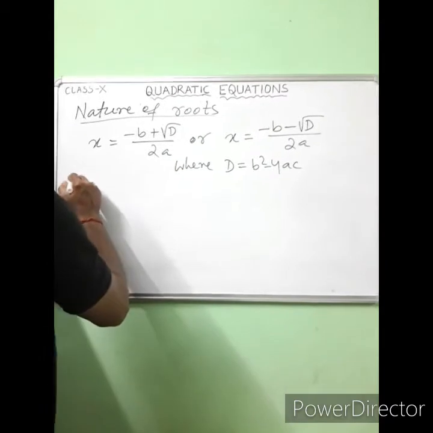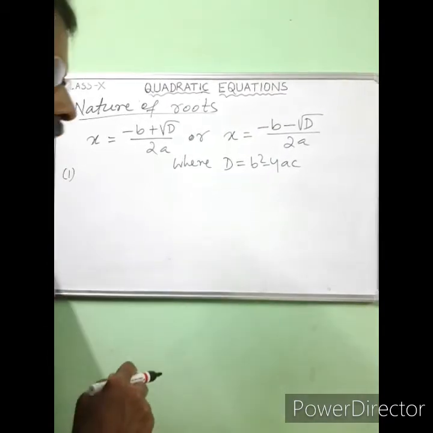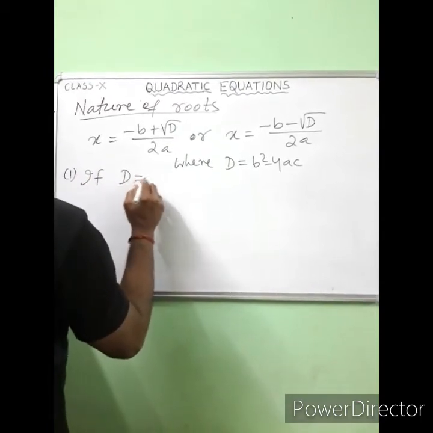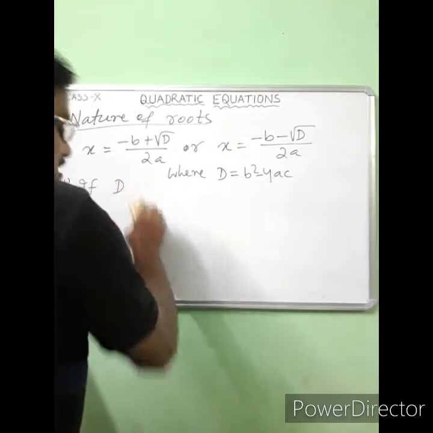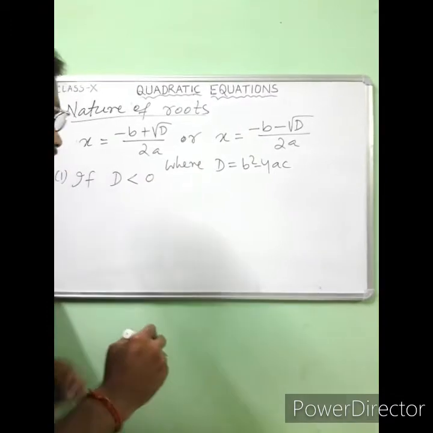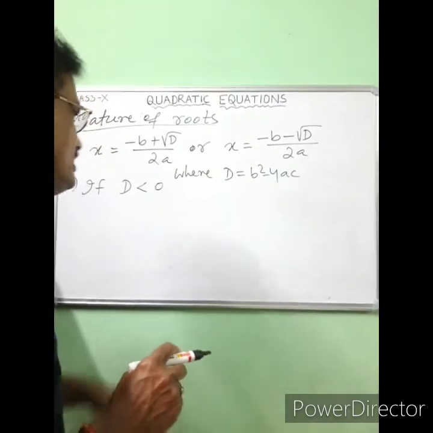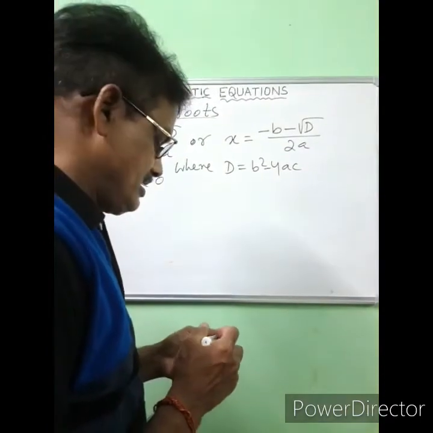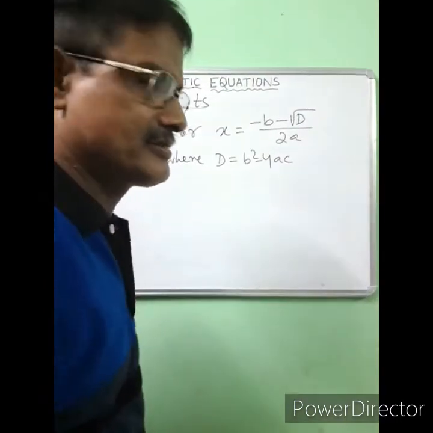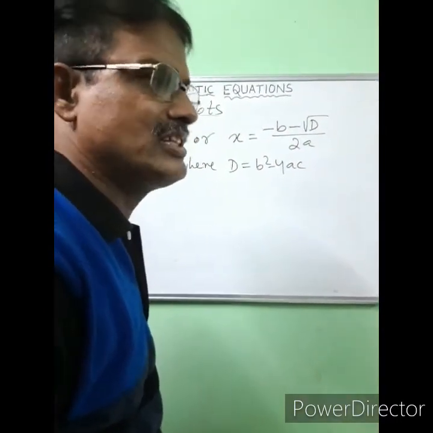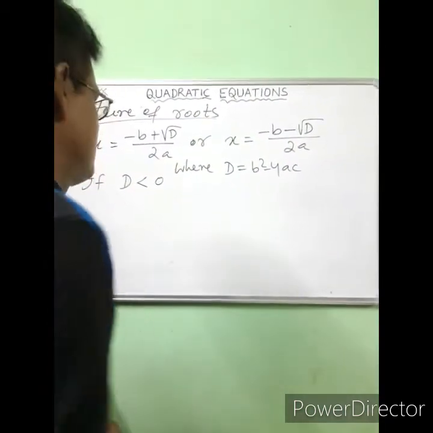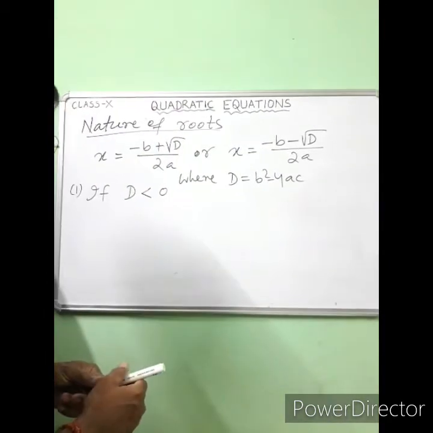Now, first nature of roots: if D is less than 0. If D is less than 0, it means D is any negative integer. That means minus 1, minus 2, minus 3, minus 4, etc. So D will be negative integers. So what is the nature of roots?